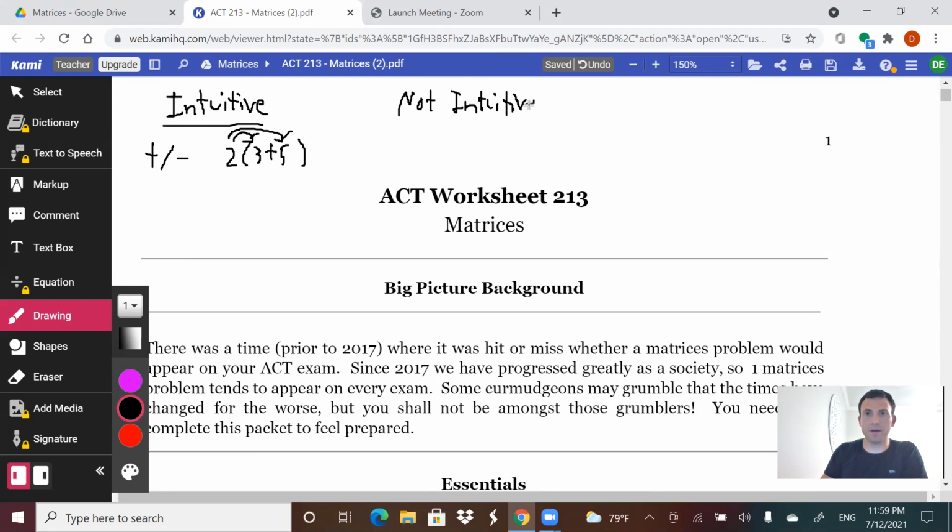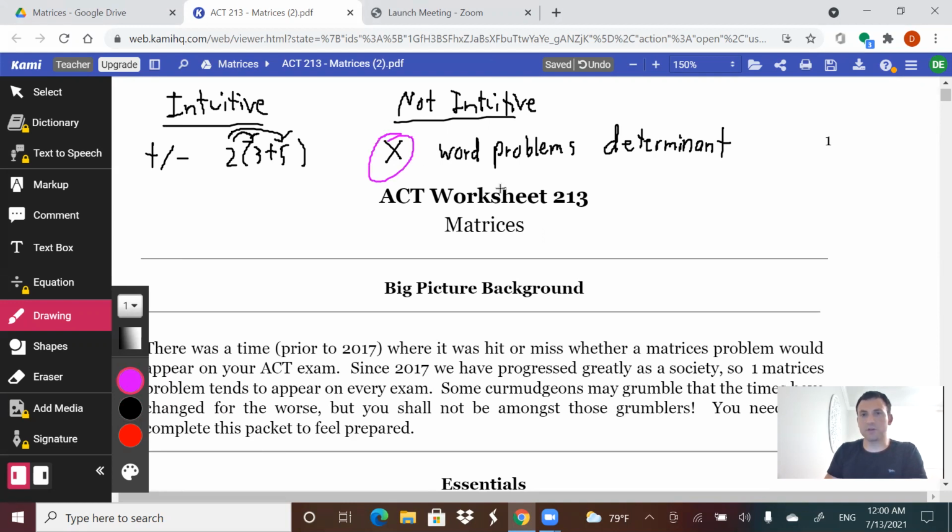What's not as intuitive are some of the word problems. Specifically, you have multiplication, and then you have word problems that usually deal with multiplication. And then there's something else called the determinant. These three other things we'll spend more time on in this video, making sure you understand them. The best advice I can give you is there aren't tons of multiplication problems on this packet, but it's definitely something you want to know.